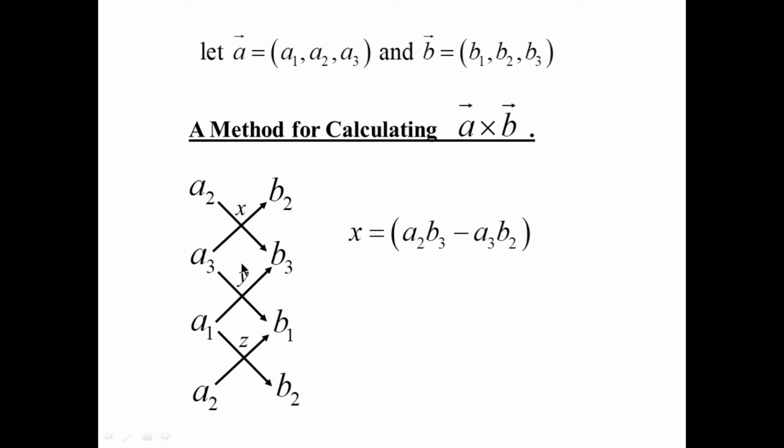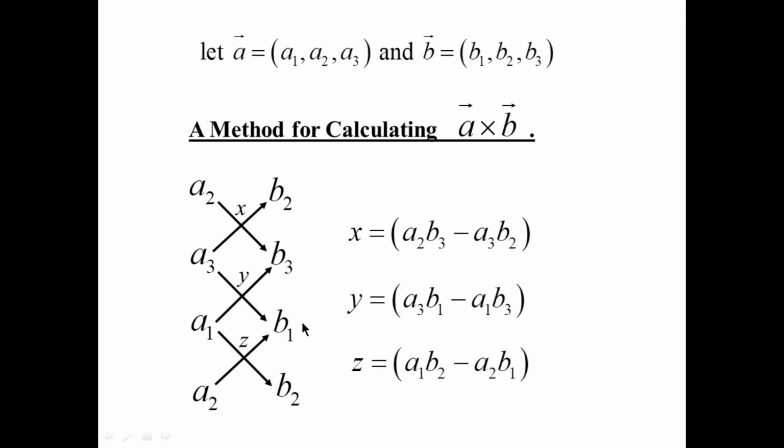So A2B3 minus A3B2. Similarly for Y and Z. Z, for example, would be A1B2 minus A2B1. The down products minus the up products. There's our formula, and there's a way to perhaps use it.